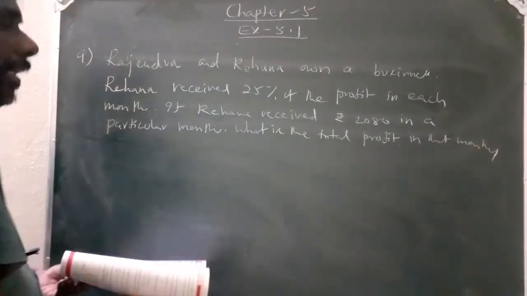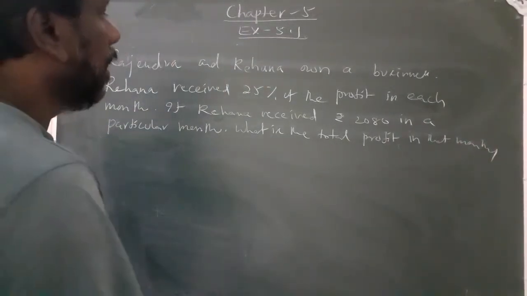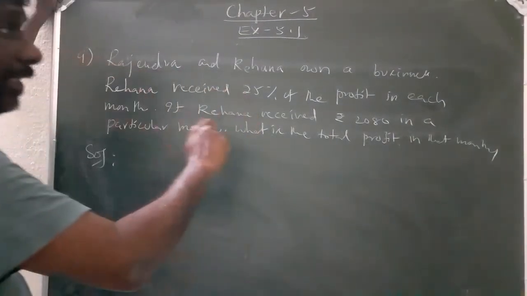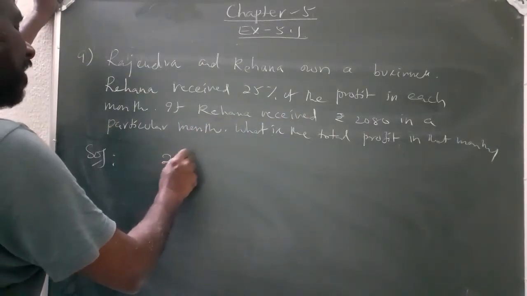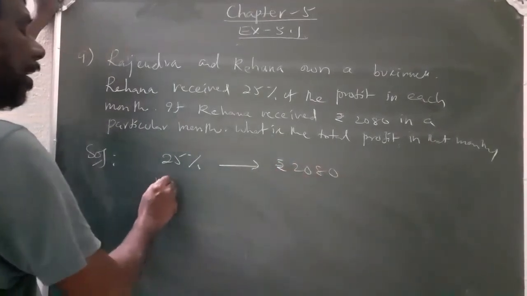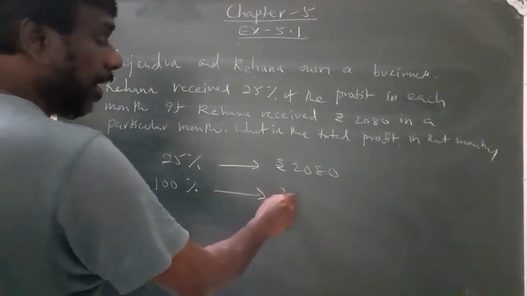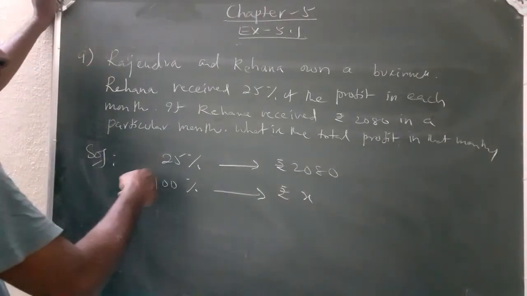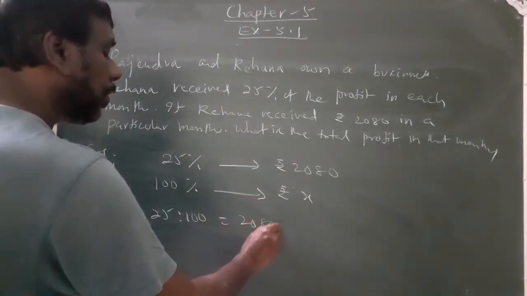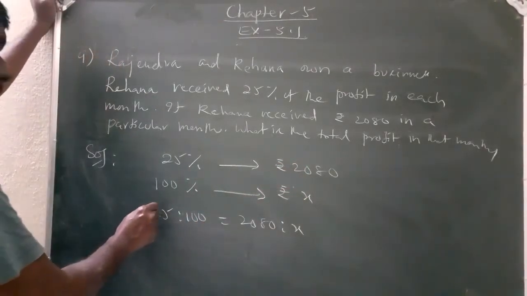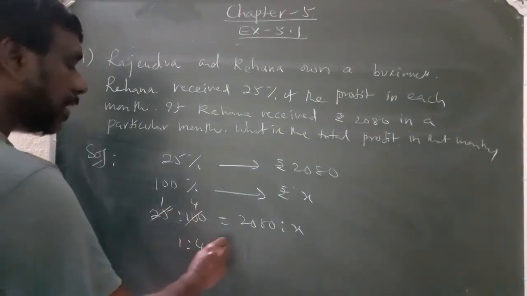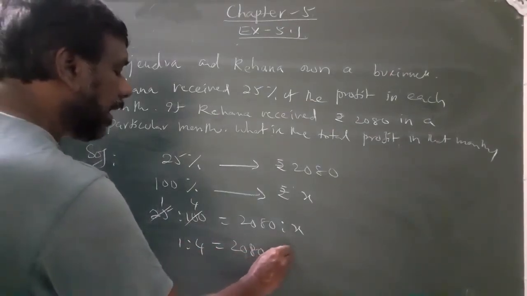Okay. Here, how to do this sum? 25% profit she got, no? So 25% profit she got rupees 2080. Total profit means 100% profit. How much? We don't know, X rupees. So we can take 25:100 is equal to 2080 is to X. So here we can simplify: 25 1 jar for 25, 25 4 jar. 1:4 equal to 2080 is to X.